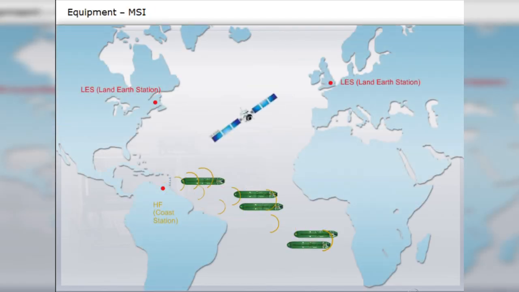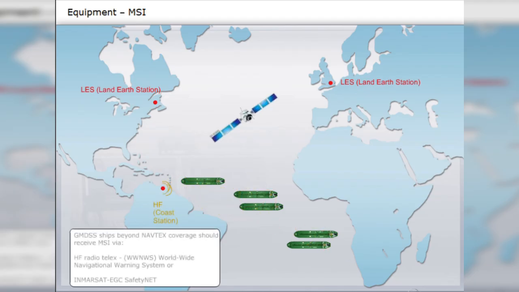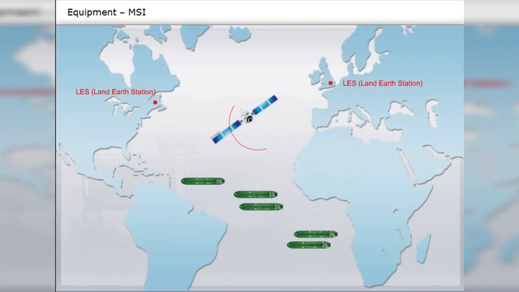GMDSS ships that navigate beyond coverage of Navtex should be able to receive MSI either via Inmarsat C or via HF radio telex. Inmarsat provides the safety net service for MSI via satellite using the Enhanced Group Call Facility, EGC.